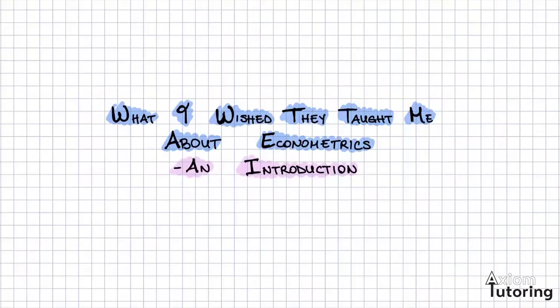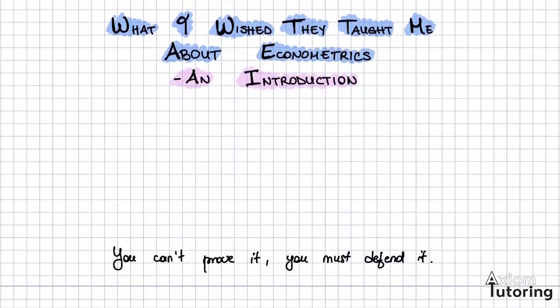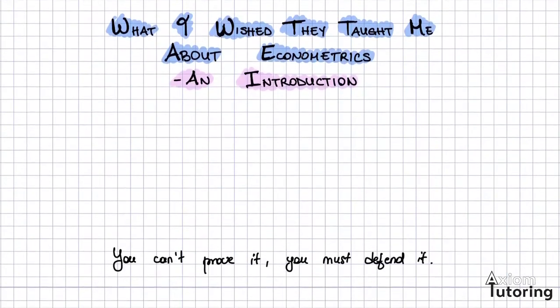In this video, we're going to see how to defend the exclusion restriction, because as we said in the previous video, you can't prove it, you must defend it. And what we are defending is that we have come up with a valid instrument Z that affects Y only through X. And this will immediately raise difficult questions. How do we know that's true? The short answer is that we usually don't, and that's one of the most important things to understand about IV.